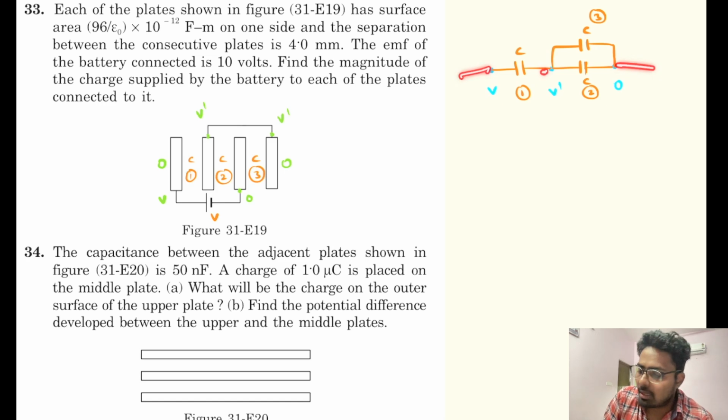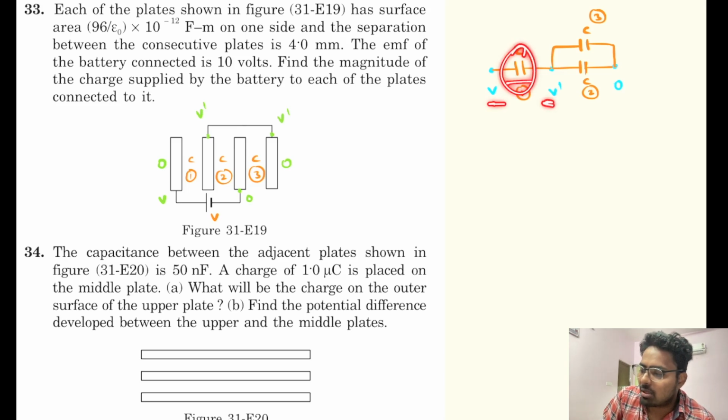You might be thinking that, sir, I can directly find the charge on this capacitor. No, because you don't know the V dash potential. Sir, I can find the charge on this plate directly. No, you don't know the V dash. Until you know the value of V dash, you cannot find the potential, so you cannot find the charge on any capacitor.